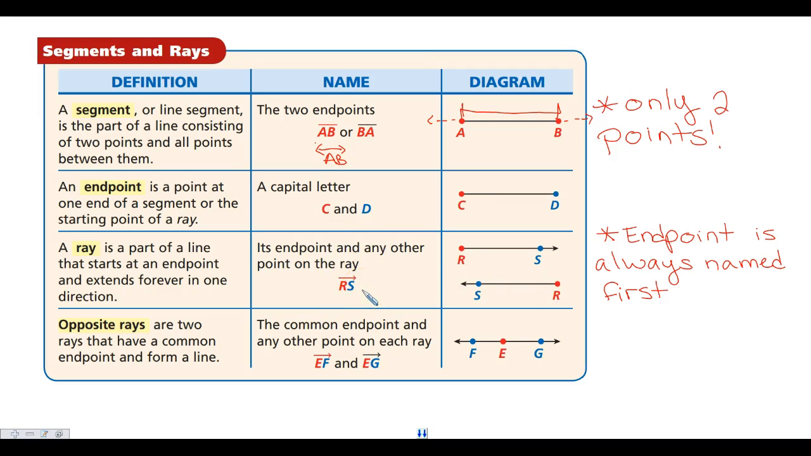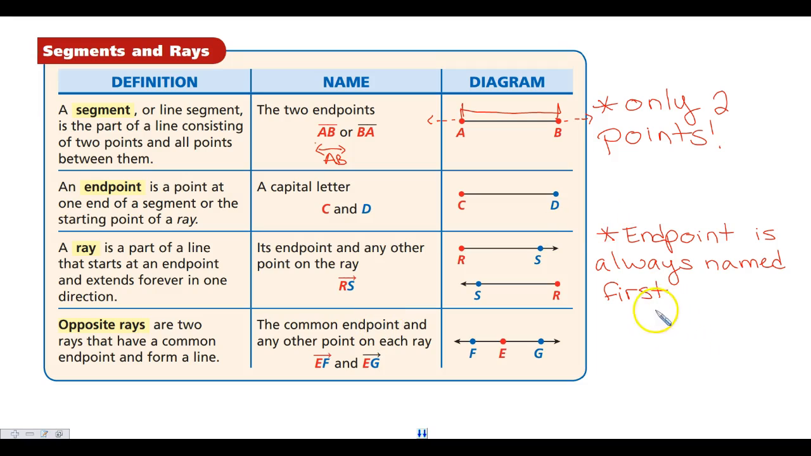It will always point to the right. Notice that even this one, which has the ray pointing to the left, is still named ray RS. It doesn't matter which direction your ray is pointing. Your endpoint goes first. Any other point on the ray goes second. And your arrow above it will always point to the right because you want it to kind of look like this. R doesn't have an arrow, so R won't have an arrow. The arrow goes through S, so the arrow goes above the S.